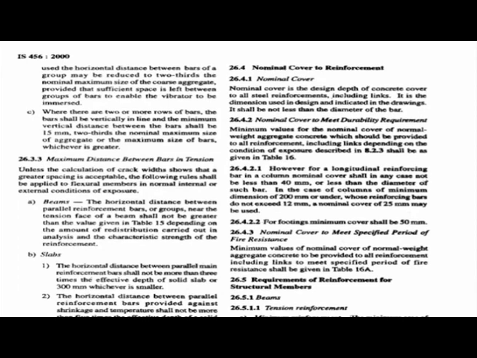This is the one that the code makes available, so I can read it. The horizontal distance between parallel main reinforcement bars shall not be more than 3 times the effective depth of solid slab or 300 millimeter, whichever is less. So that means you can go maximum 300 millimeter or 3 times the effective depth.